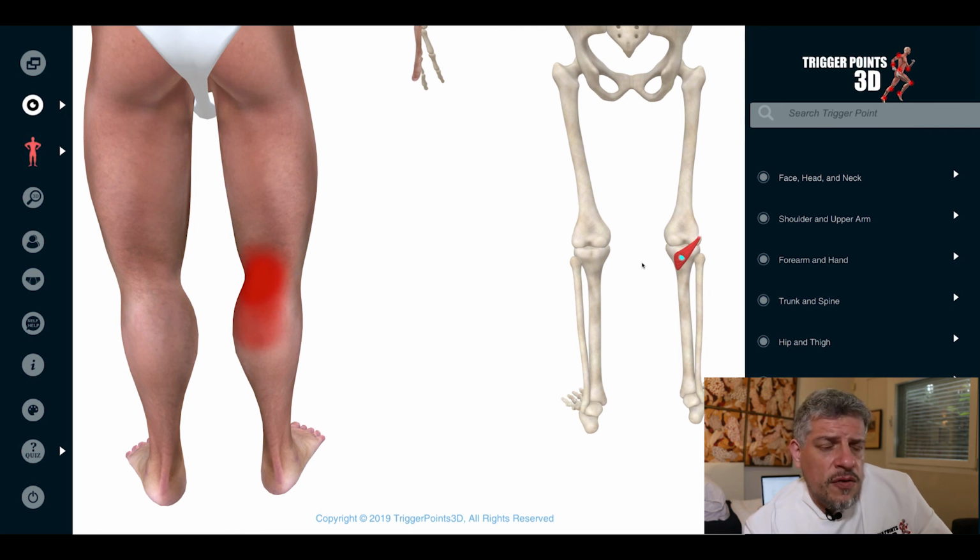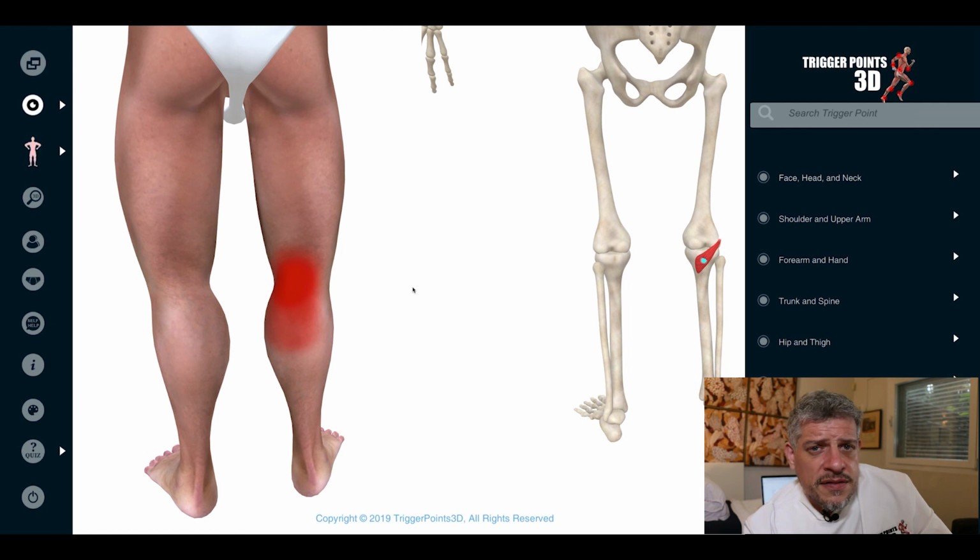Always worth looking out for when someone comes in with knee pain or stiffness in the knee. Obviously, differential diagnosis, osteoarthritis of the knee, and something like a Baker cyst, something like that.